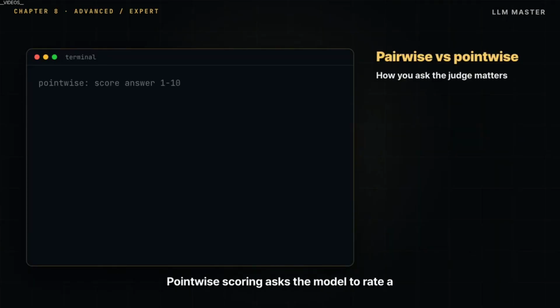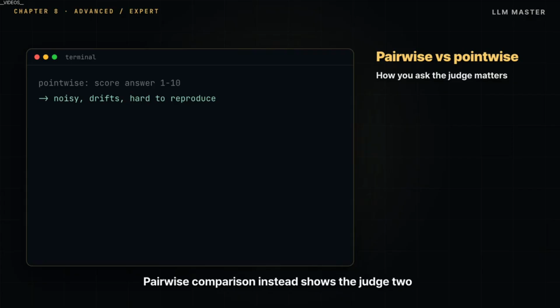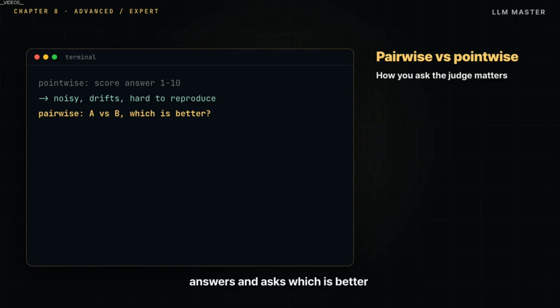Point-wise scoring asks the model to rate a single output on a scale, say 1 to 10. It's convenient, but scales are slippery. The same answer gets different numbers on different runs, the meaning of 7 drifts, and it's hard to reproduce. Pairwise comparison instead shows the judge 2 answers and asks which is better. Models are far better at relative judgments than absolute ones, so pairwise is more stable and more reproducible. It's the default for ranking systems against each other.